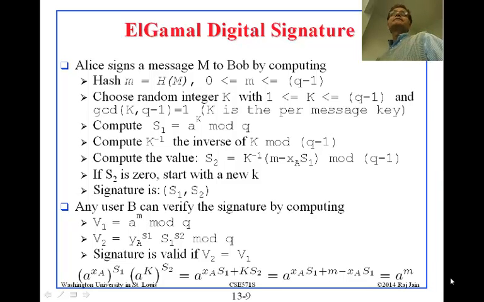Any questions about that? This is not a small k. This is the same as a capital K, right? S2 is 0, start with a new capital K. So there is no small k anywhere in this slide.